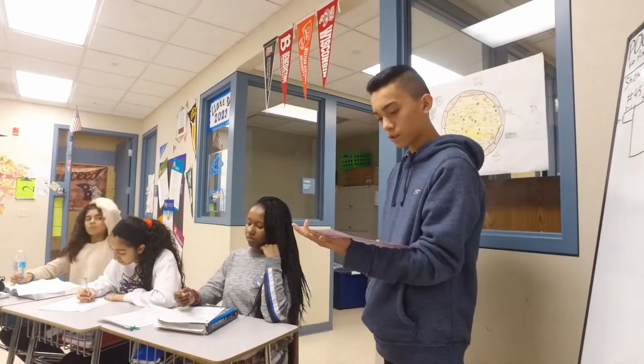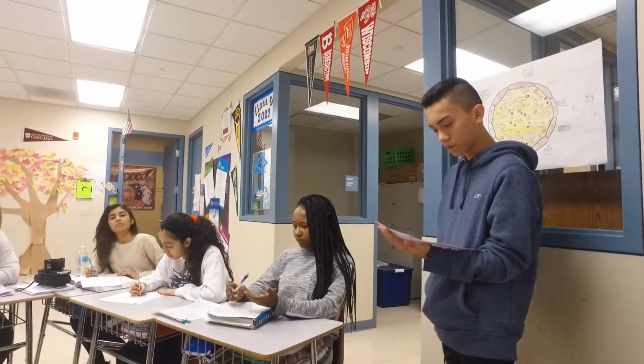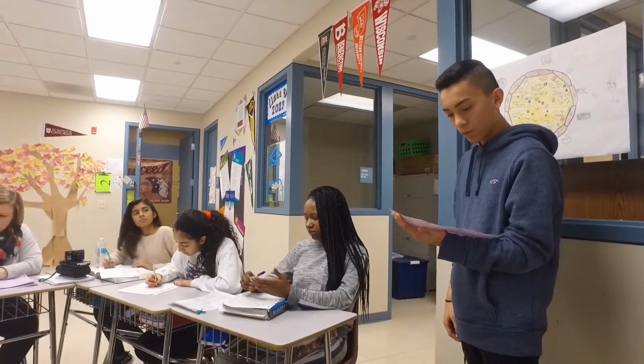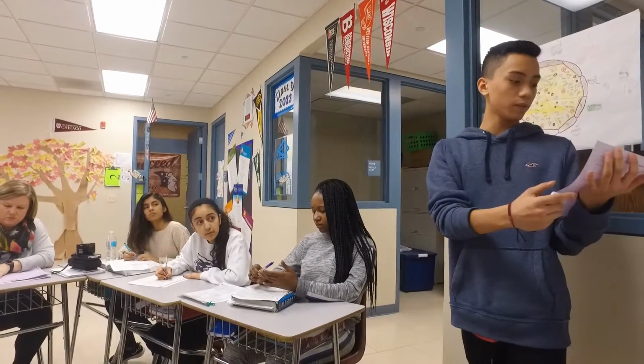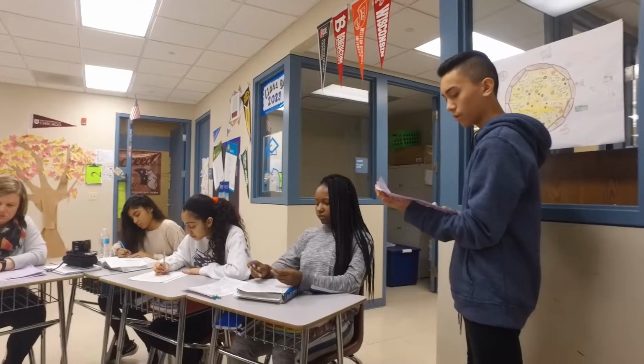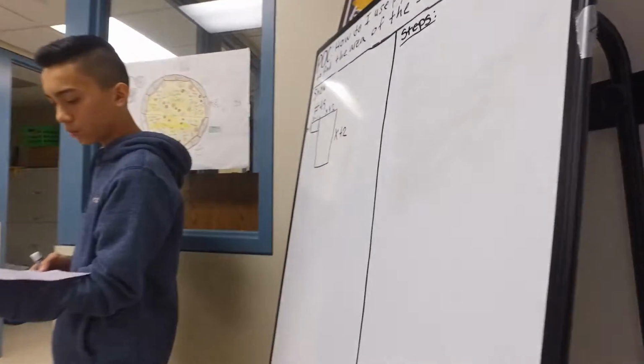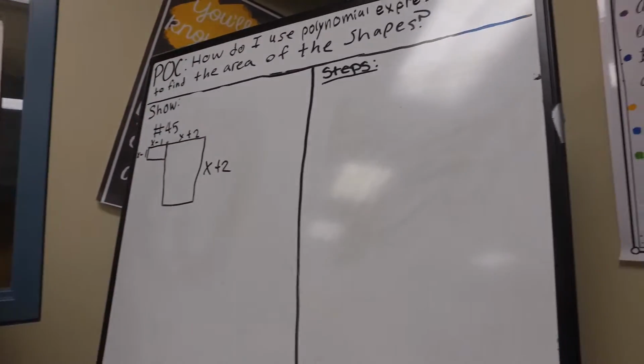The initial question is to write a polynomial that represents the area of the figure at the right, which is x minus 1, x minus 1, x plus 2, x plus 2. Some vocabulary is polynomial, which is a monomial or sum of monomials.